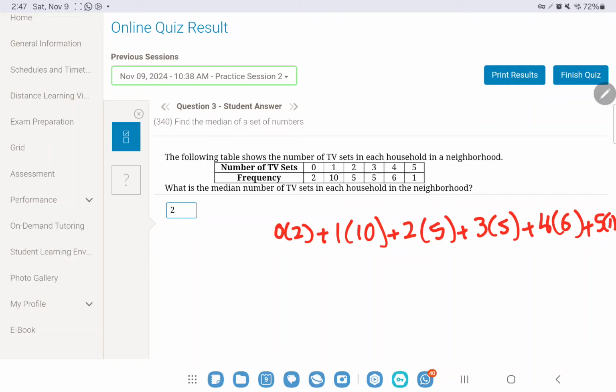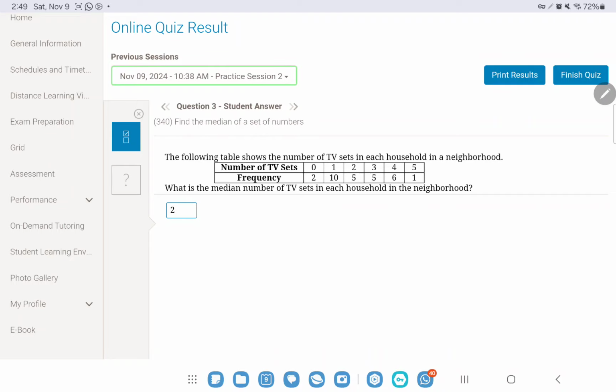Wait, what? They want the median. Median means middle. Yeah. So since they want the median, we're gonna get 64, which divided by 2 is 32. Wait, I did something wrong. Okay guys, I realized what I did. I was solving it. I thought it was mean, which means average.